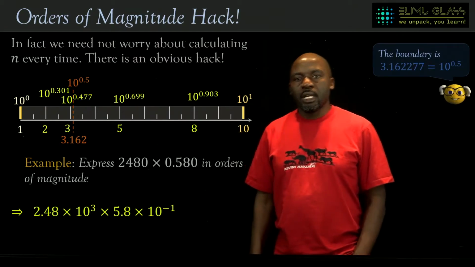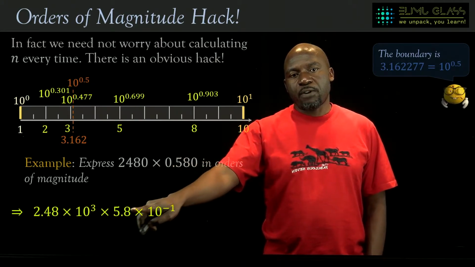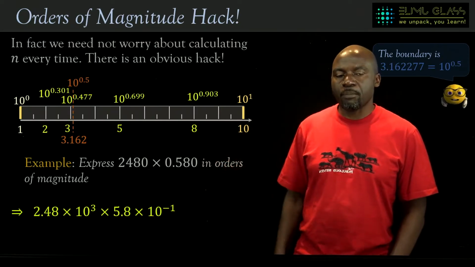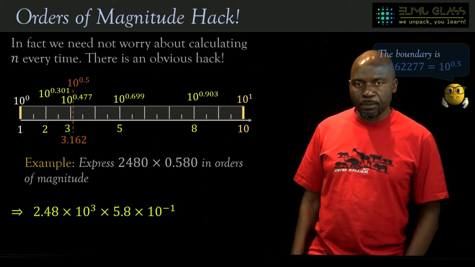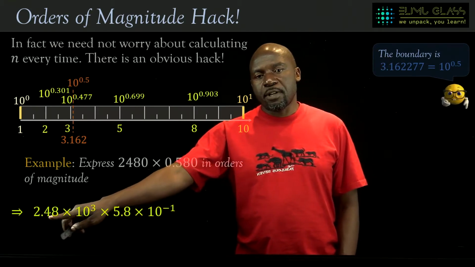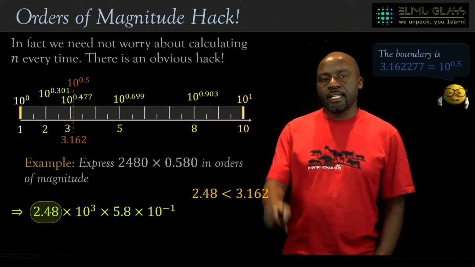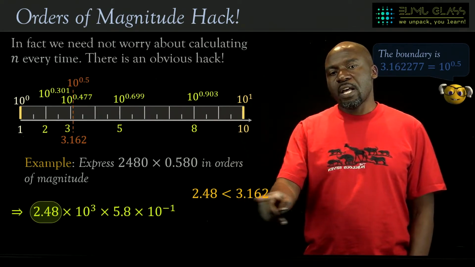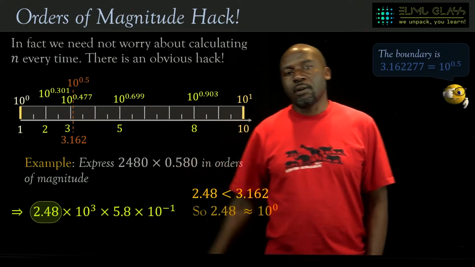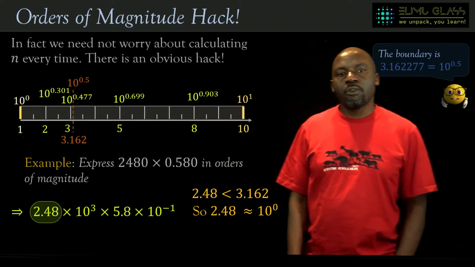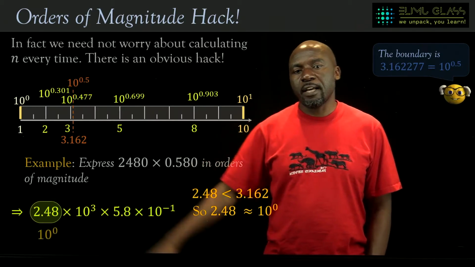So 2,480 is going to be 2.48 times 10 to the power of 3, while this one is going to be 5.8 times 10 to the power of negative 1. Please check and be sure you understand that those numbers have been expressed in scientific notation. Now all we have to do is look at this number and compare with our magic number there. So 2.48 is less than 3.14, and therefore we will give it in orders of magnitude as 10 to the power of 0.